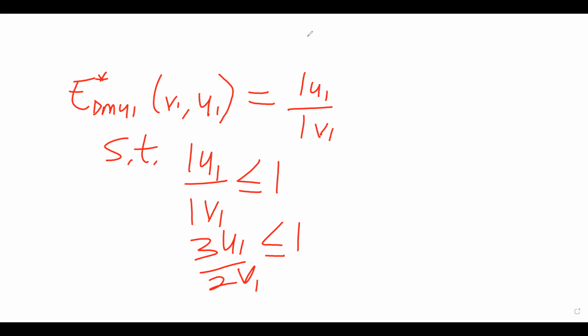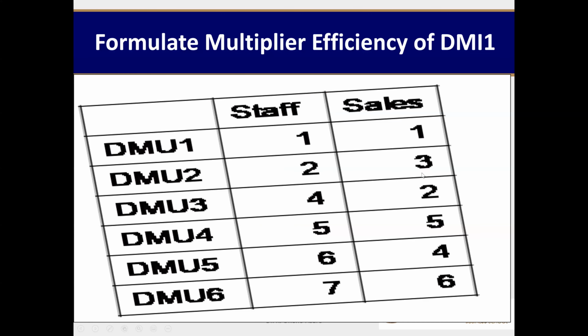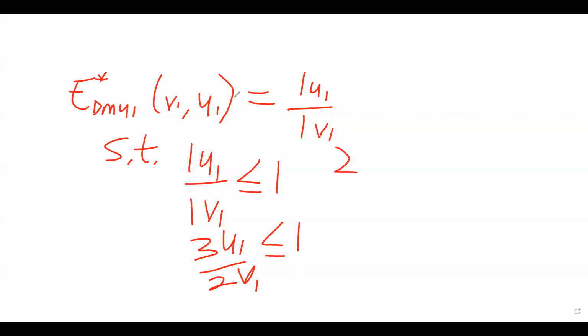What was the value of the third DMU? Let me go and check. I also want you to check. Normally you have to have these in your mind. The third DMU is 2 and 4. So it's going to be 2 over 4, each one having the output. You will have to formulate this when you're doing it on your own. So it's 2U1 over 4V1, and that should be less or equal to 1.